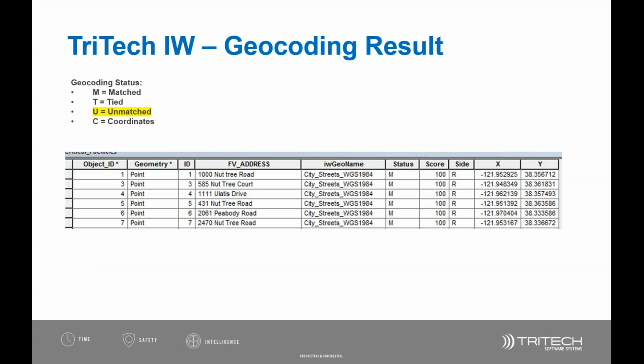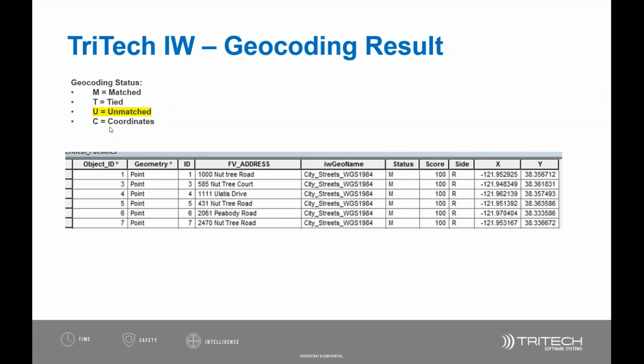So this multi-step geocoding process is going to run every time this import wizard runs, every time we update your data. The output of this is going to be an Esri feature class. So here we have an example of a geocoding result. This isn't real client data, it's just some critical facilities that I put together this morning. You can see the address here, IWGeo name referring to the locator that matched it.